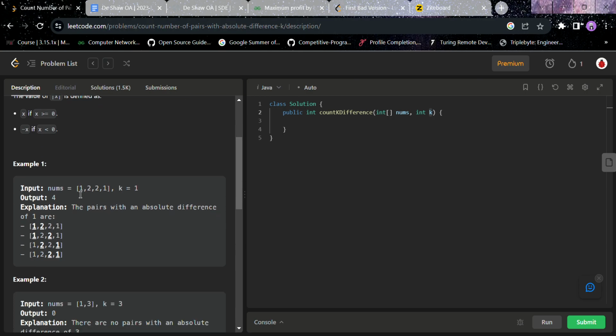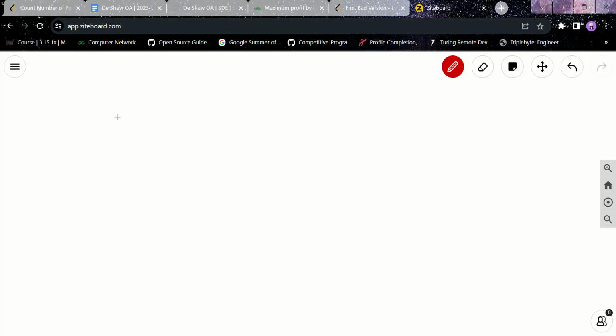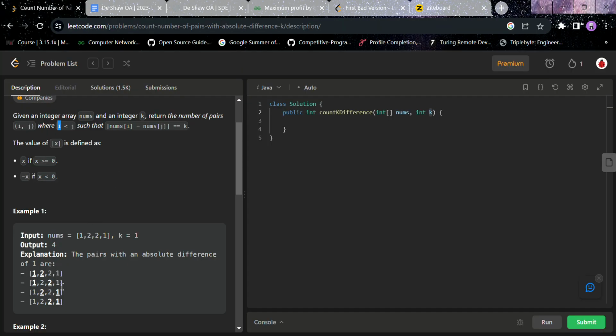Okay, now we are given this nums array. So how many pairs would be equal to the mod of i minus j, where j is greater than i? Now let's see, we have 1 2 2 1.